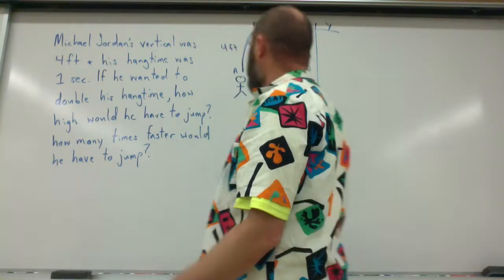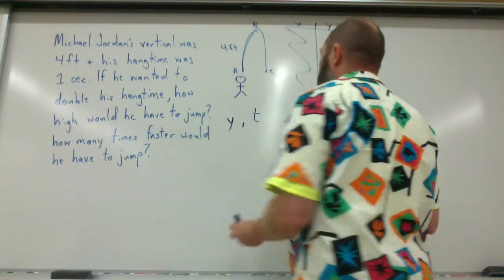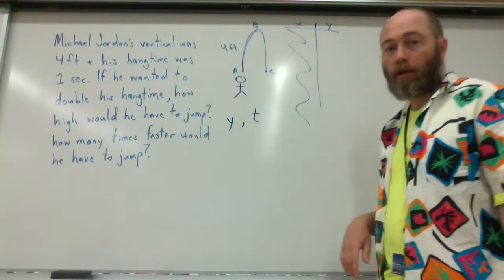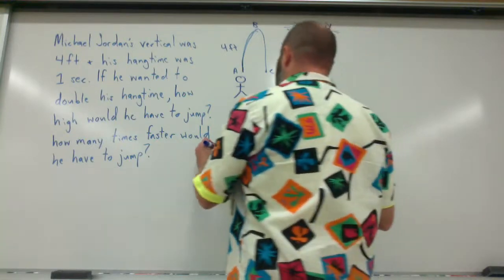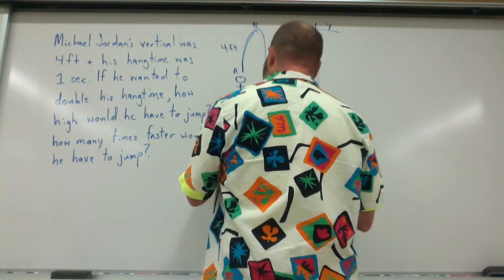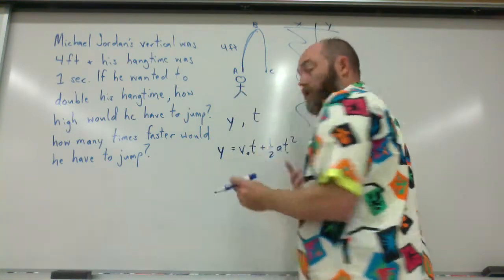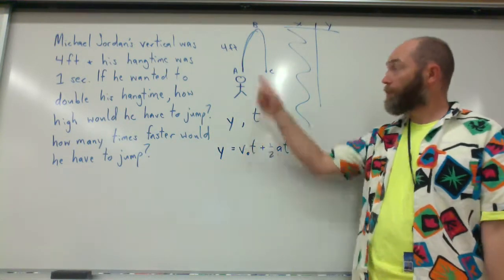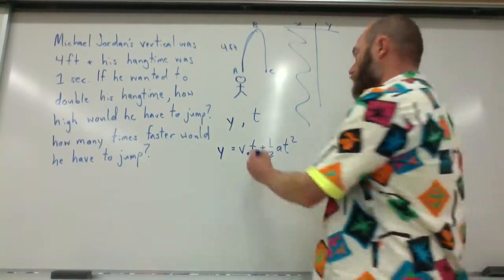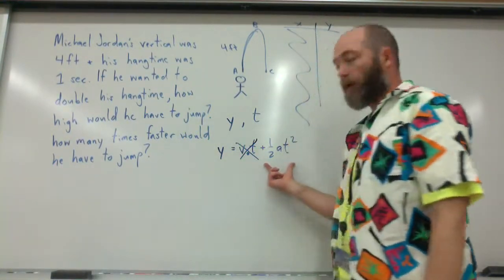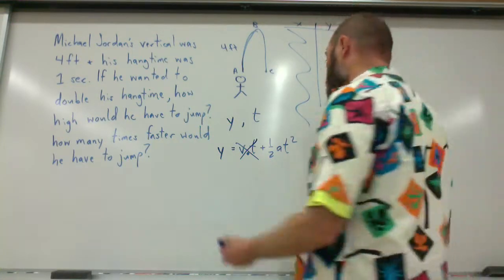If I was talking about his vertical jump, that would be Y, and I want to see how that relates to time. It doesn't matter whether I go A to B or B to C. If I think about this equation that was on your formula sheet, just to make sure you guys understand, I would actually be going B to C because my initial velocity would be 0, so this whole thing goes away. So I end up with y equals 1/2 a t squared.